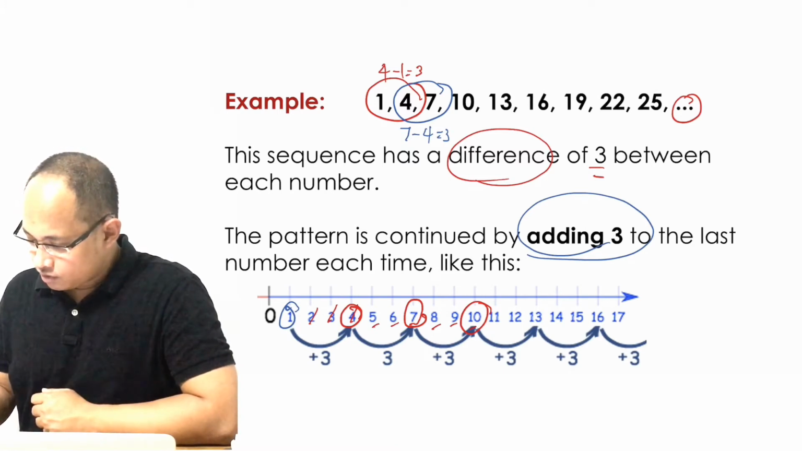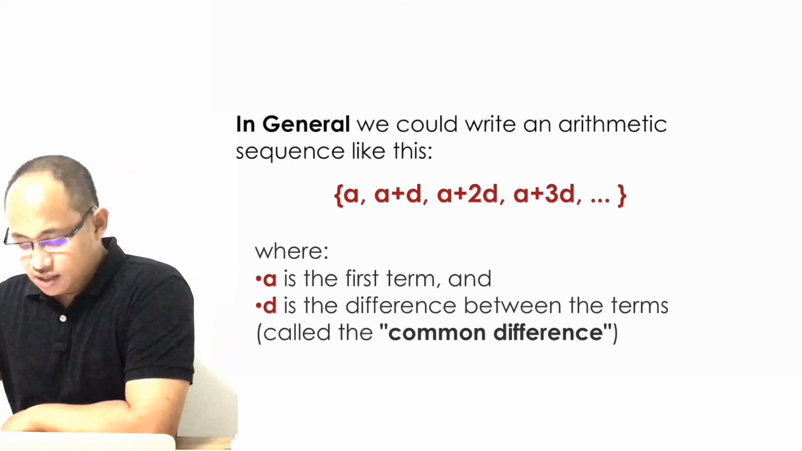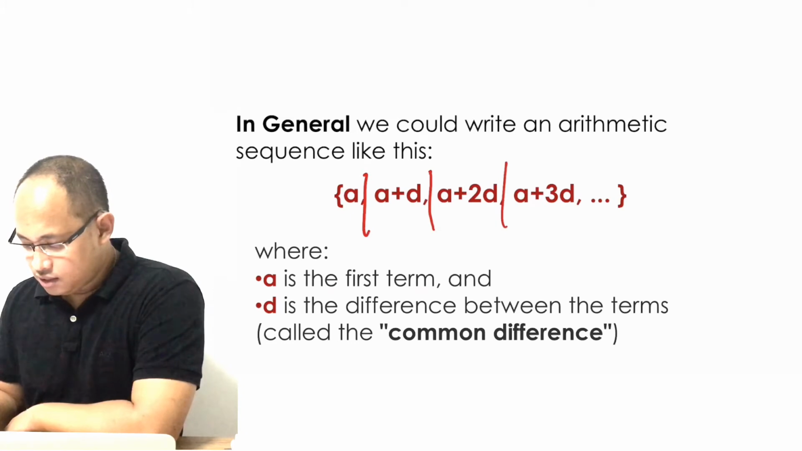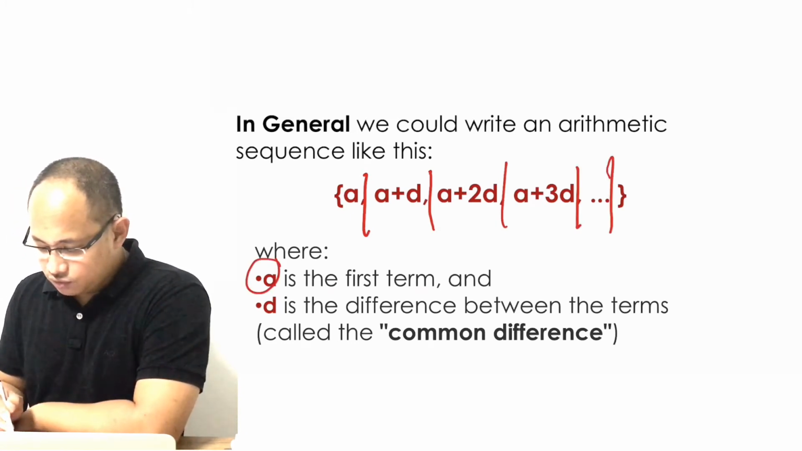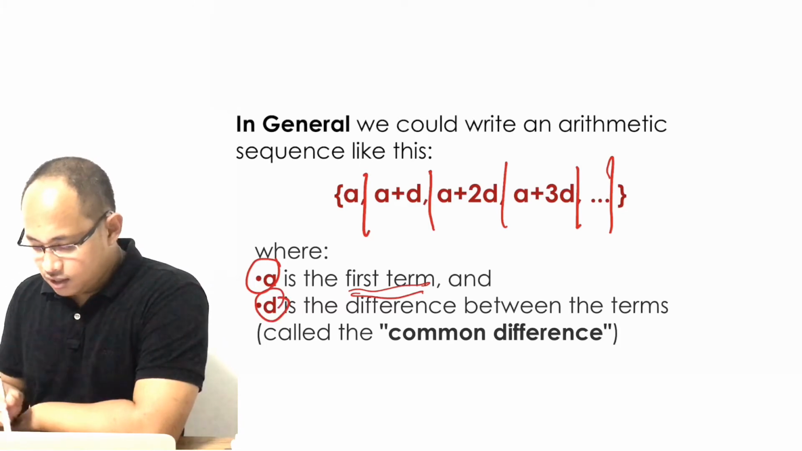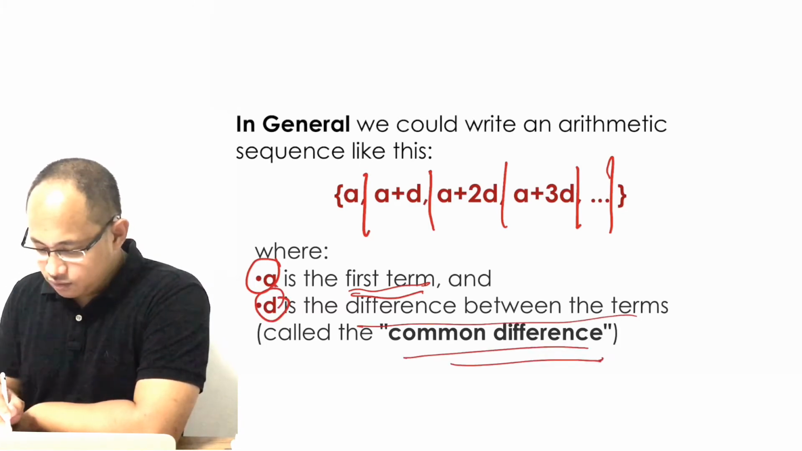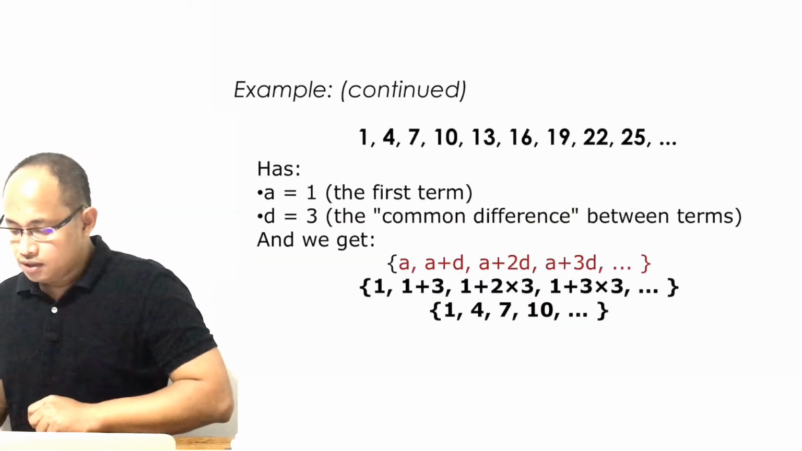Next. In general, we could write an arithmetic sequence as A, B, C, D, and so on and so forth. A stands for the first term. Remember that. D is called the common difference. Alright? A is the first term here. D is the common difference. Alright? Common difference.